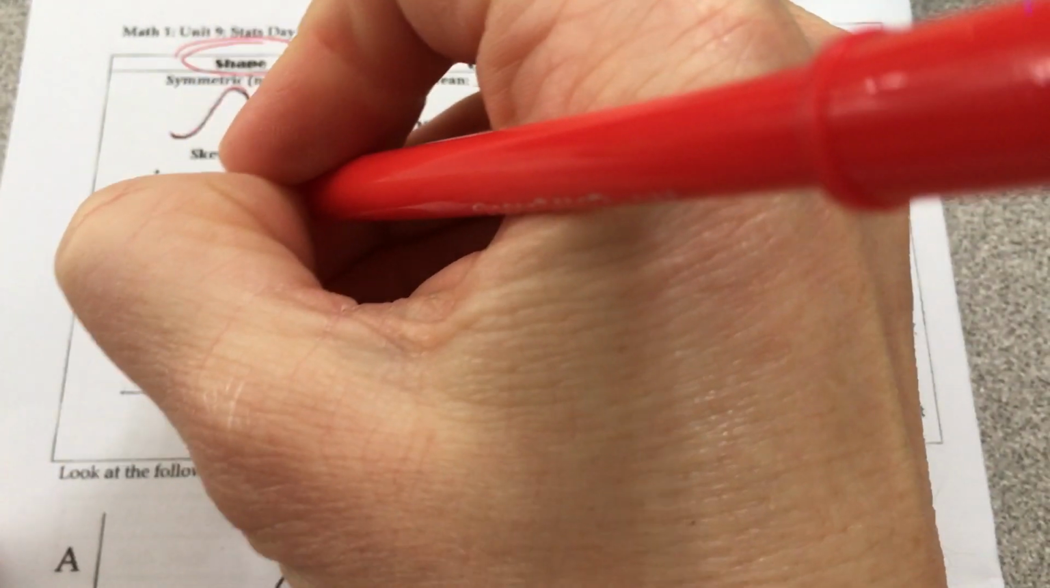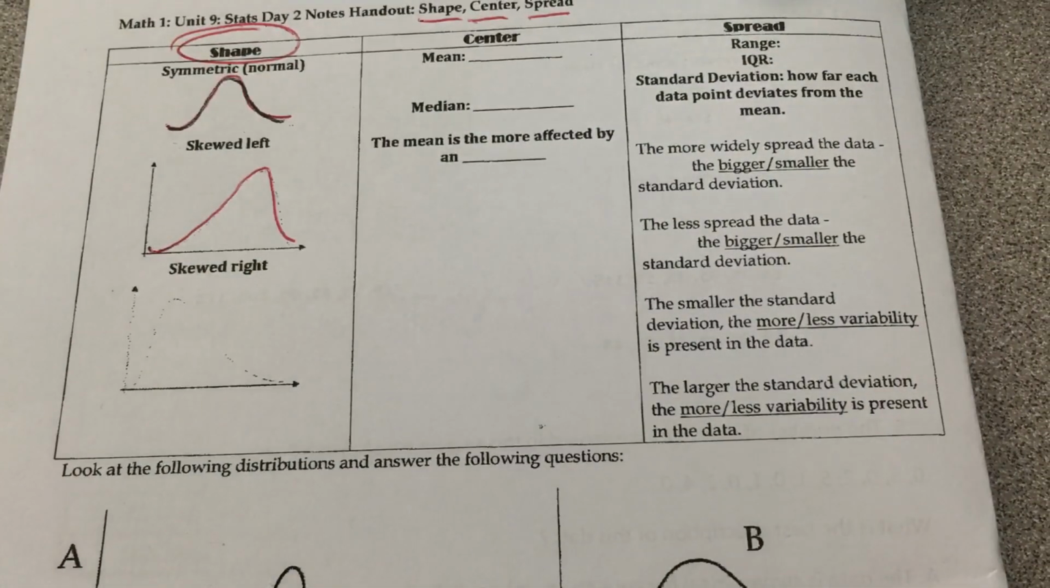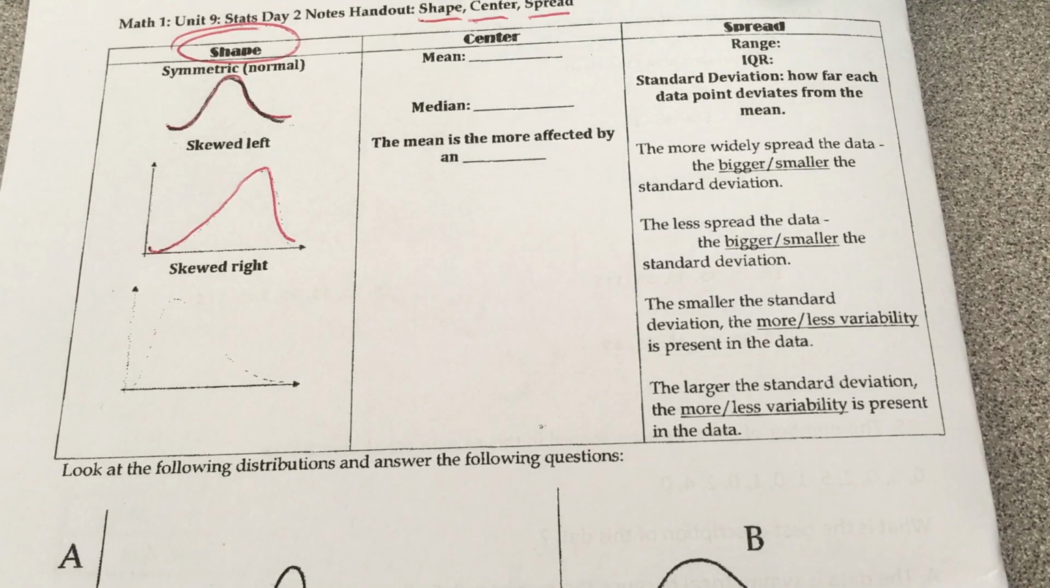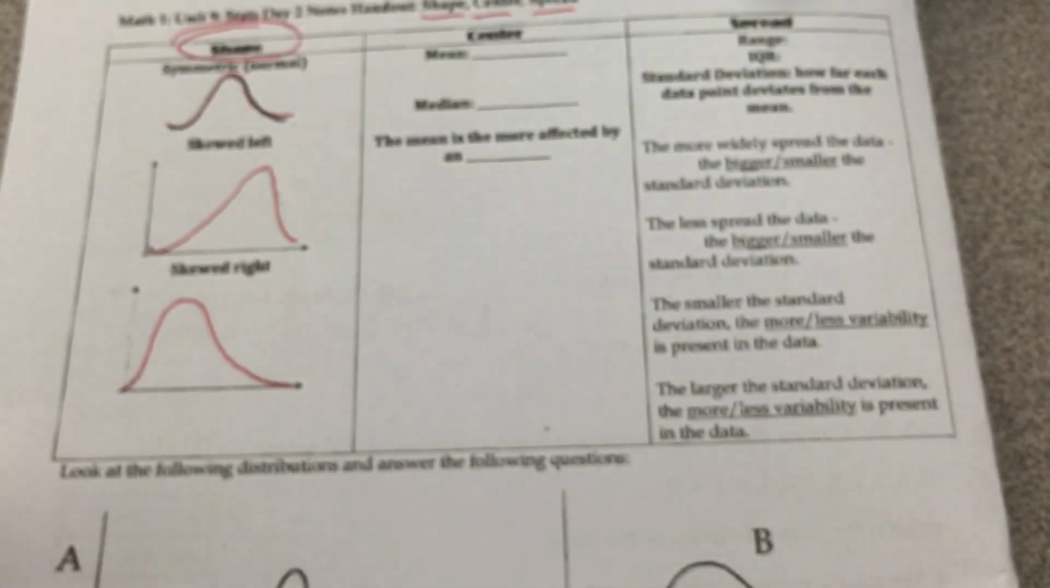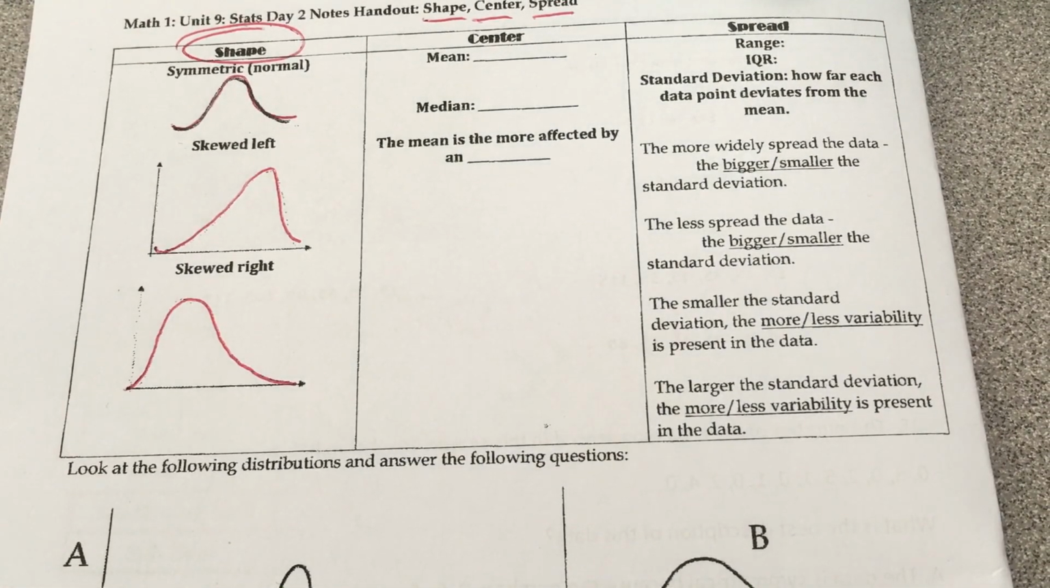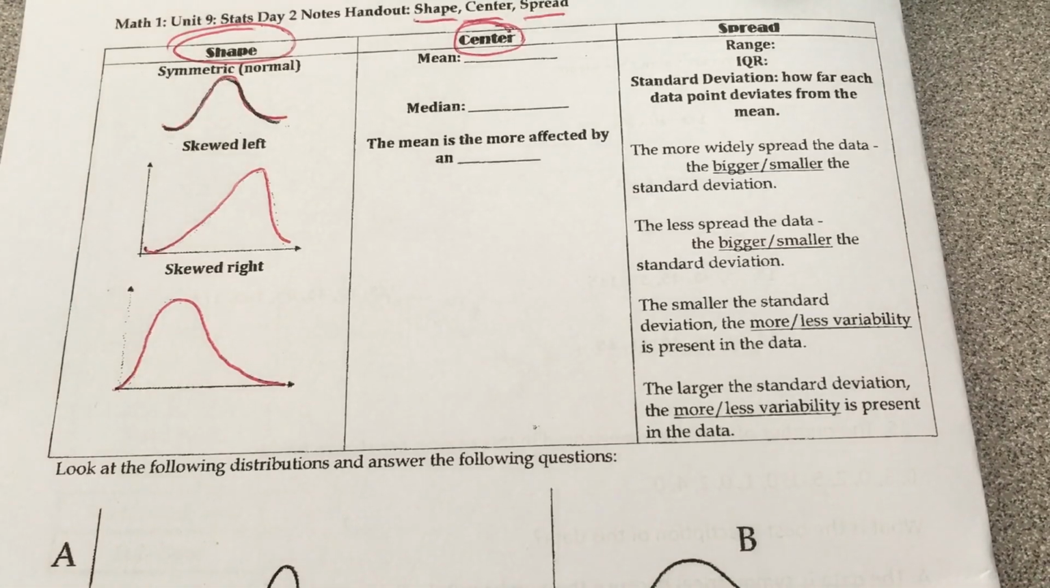This one is called skewed left because the tail is on the left. Wherever the tail is, that's what it's called. Okay, so that one's skewed left. And then this one down here is called skewed right. Where is the tail? On the right. Okay? All right. There are 2 ways we'll review today.